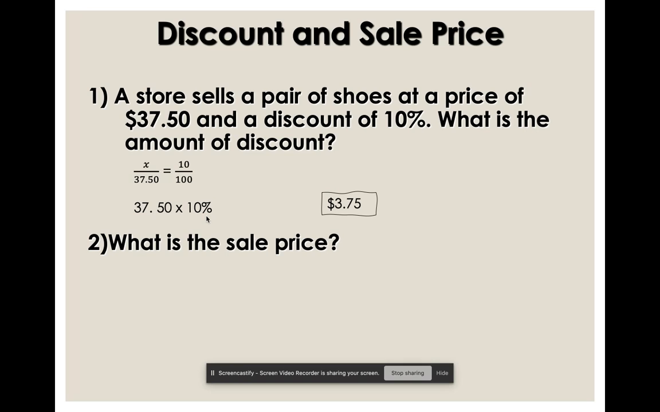So if we want to find the sale price again with discount, we must subtract. So we'll do $37.50 minus $3.75, which would give us a sale price of $33.75. Anytime you're dealing with discount, your total at the end should be less than you started with. If it is more, that's a good indication that you have done something incorrect.